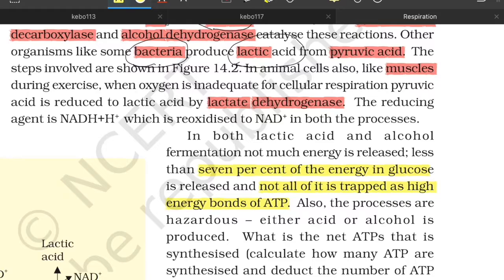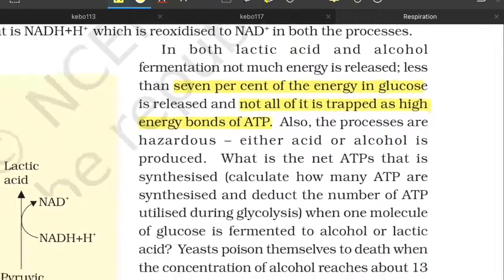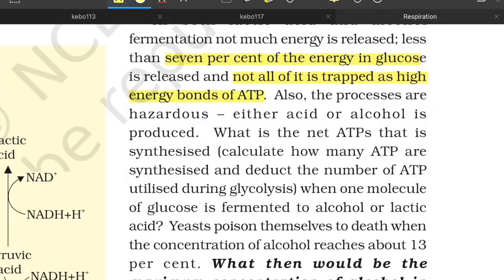We'll see later. Also, these processes are hazardous. Either acid or alcohol is produced. Both of them are toxic, not preferred to be accumulated. So, what is the net ATP that is synthesized? Only 2. Why? The NADH which was synthesized again got back into NAD plus. We'll see why. You may think this is a stupid process.